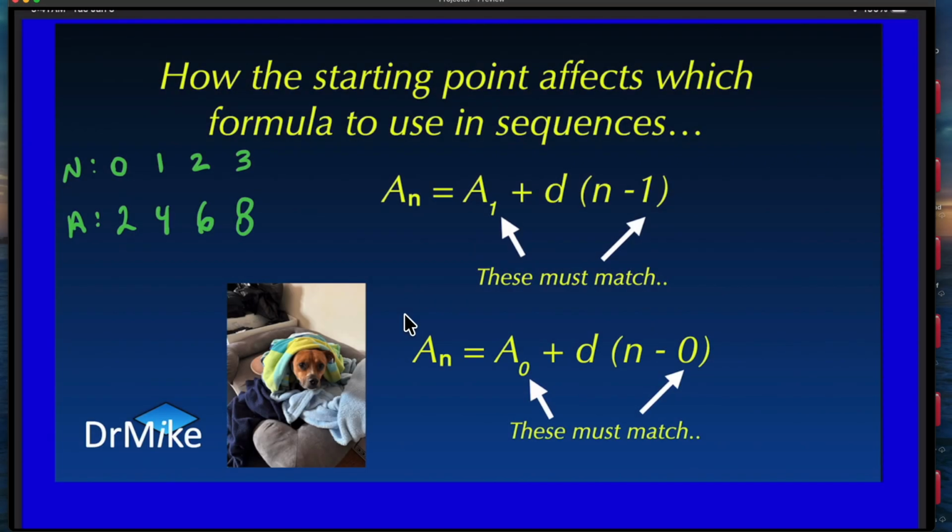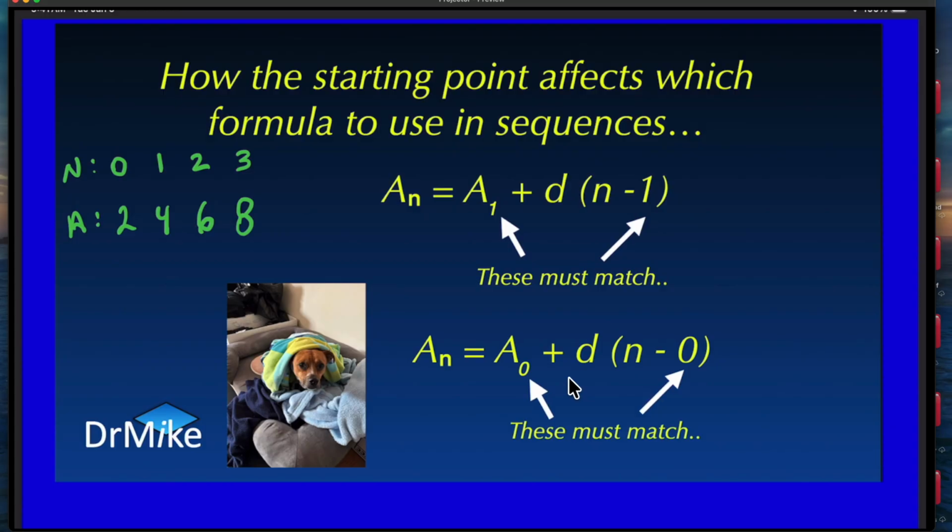This first slide is the whole motive for me making this video. Here we have the formulas to find the value at a position n, starting with the value in position 1 plus the common difference times n minus 1. Now down here we have the same formula where we're trying to find the value at position n, but here we're starting with an a sub 0 value, and therefore you have to subtract 0 from n.